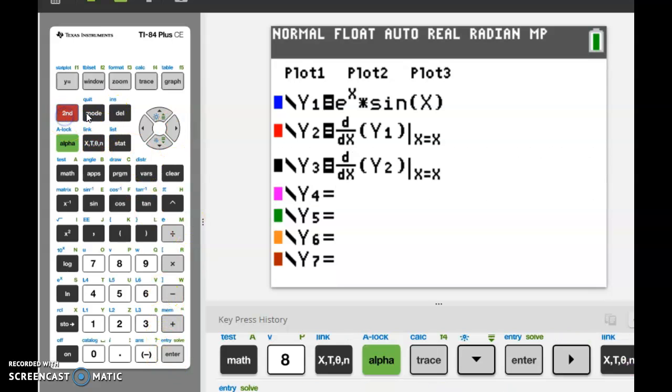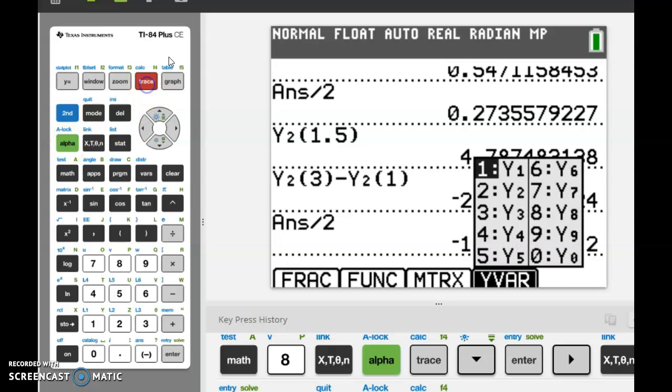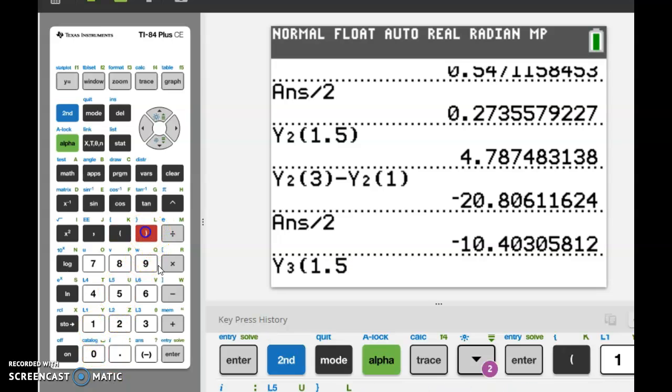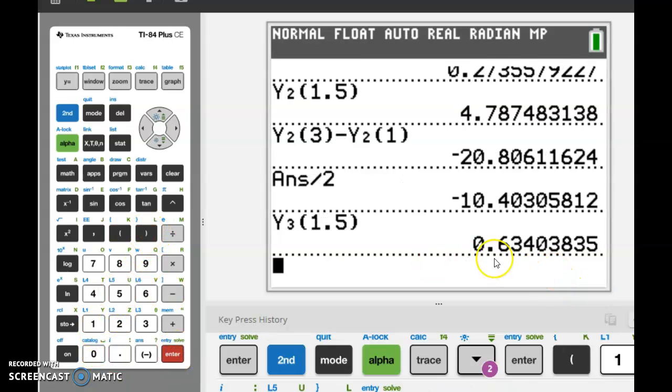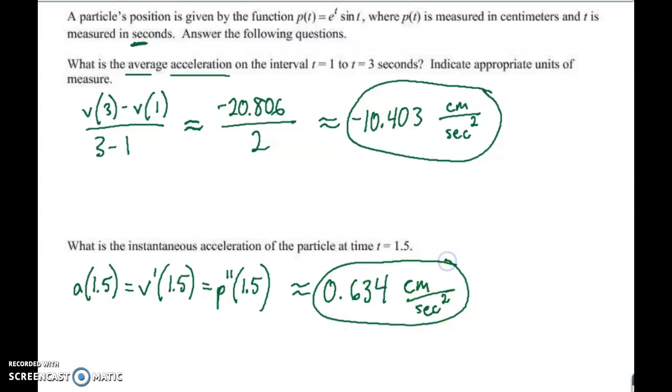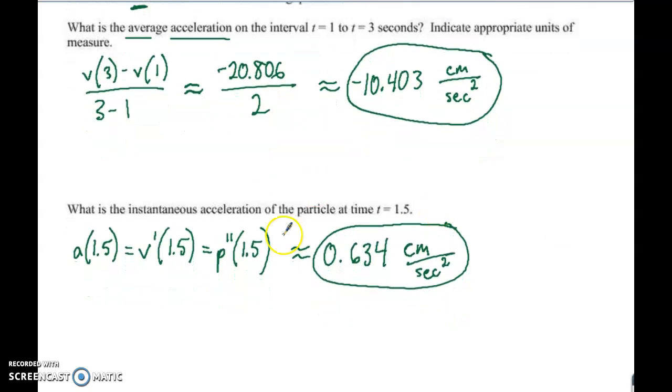So when I go back to my home screen, I can just hit alpha trace for my third equation. And I believe it was 1.5 again. And I got 0.634. And for the sake of making sure that we have good units, acceleration is centimeters per second squared. There we go. I believe if I share the answer key with you, he's going to go through all of that work.